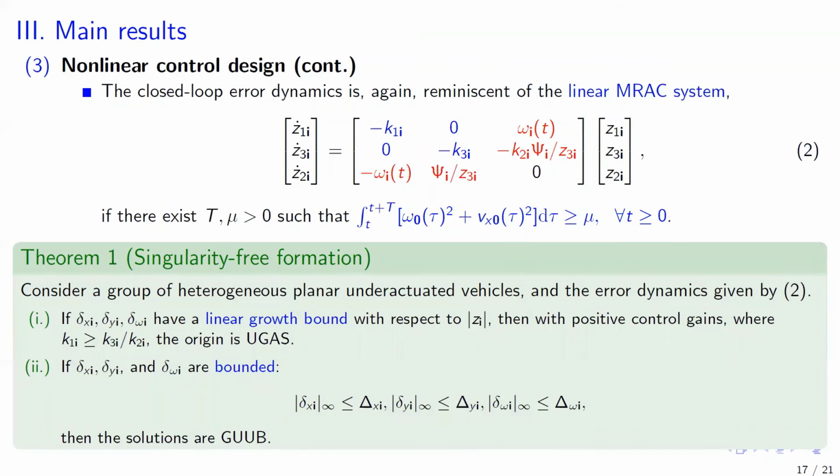So we have the main result here. Consider a group of heterogeneous planar vehicles, and the error dynamics are given here. If the disturbance terms have linear growth bounds with respect to z_i, then with positive gains, the origin is globally asymptotically stable. And if the disturbances are bounded, then the solutions are globally ultimately bounded. So with this controller, the singular formation control problem is solved.